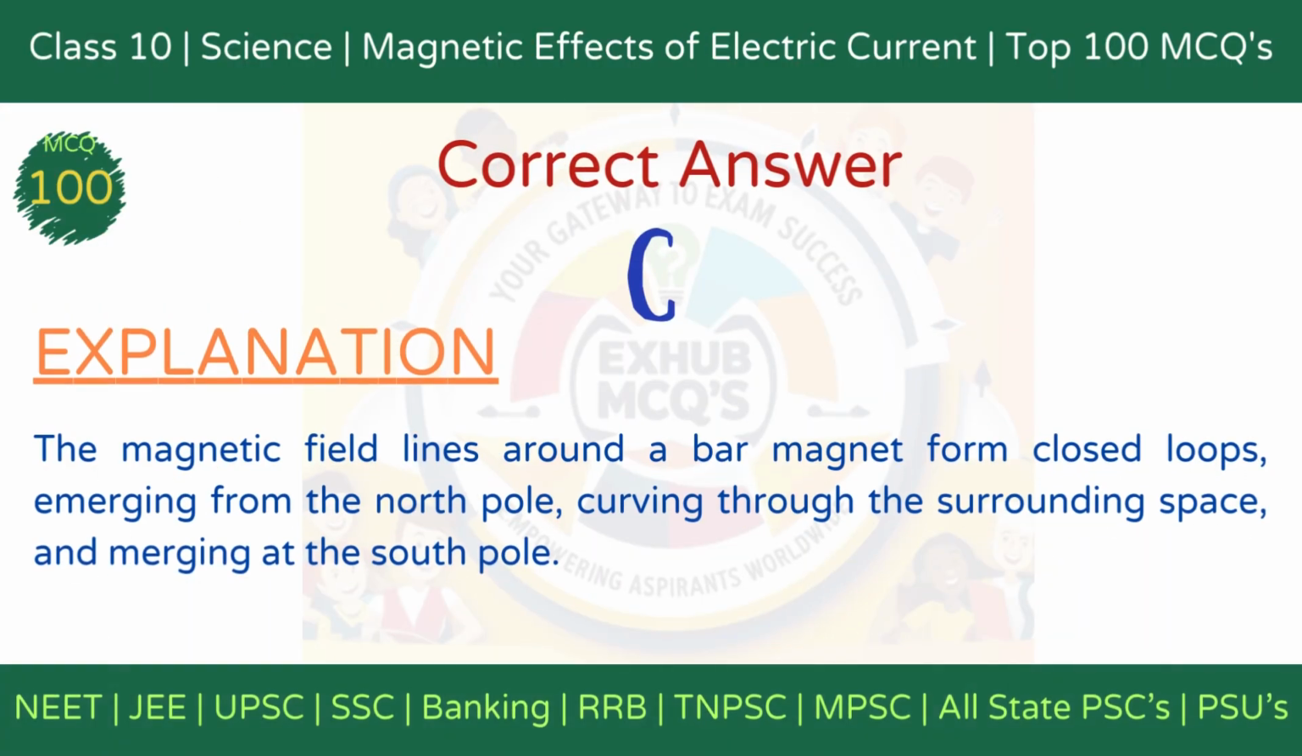The correct answer is option C, closed loops. Explanation. The magnetic field lines around a bar magnet form closed loops, emerging from the North Pole, curving through the surrounding space, and merging at the South Pole.